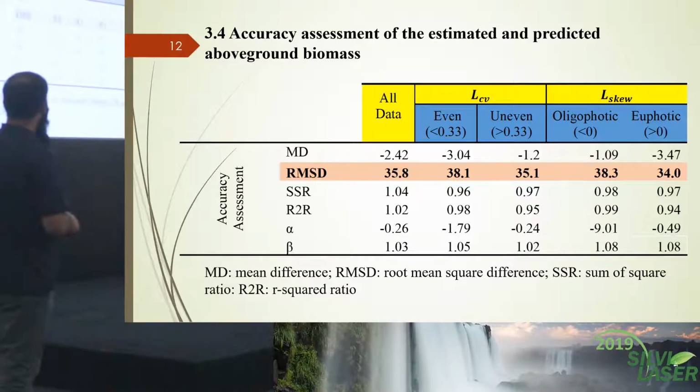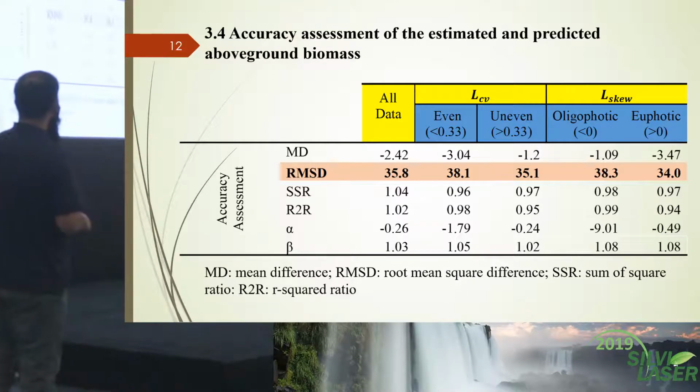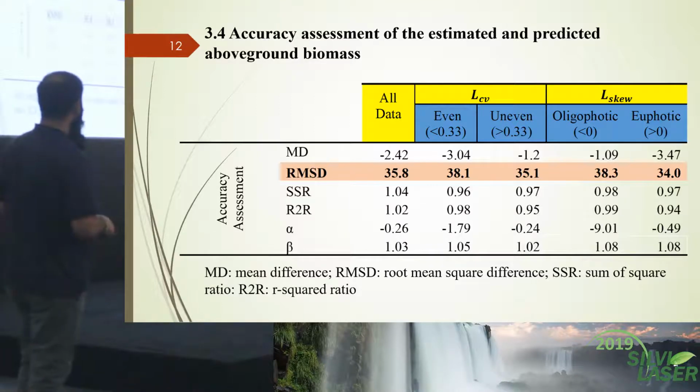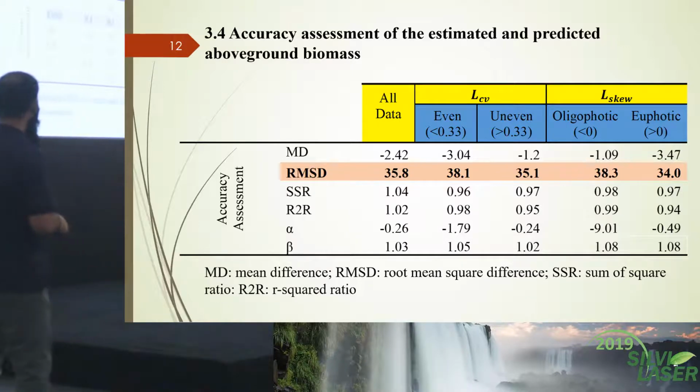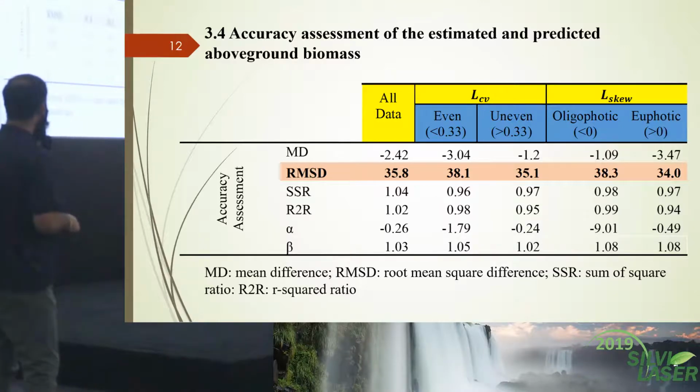We got similar precision in uneven size and eupotic areas, but it decreased in the oligotic or closed canopies and the even size forest structures. The SSR and R2R values were below 1.1 in all cases, so the models were not overfitted. In the hypothesis test, the one-to-one correspondence values are here, and they also showed the under predictions.